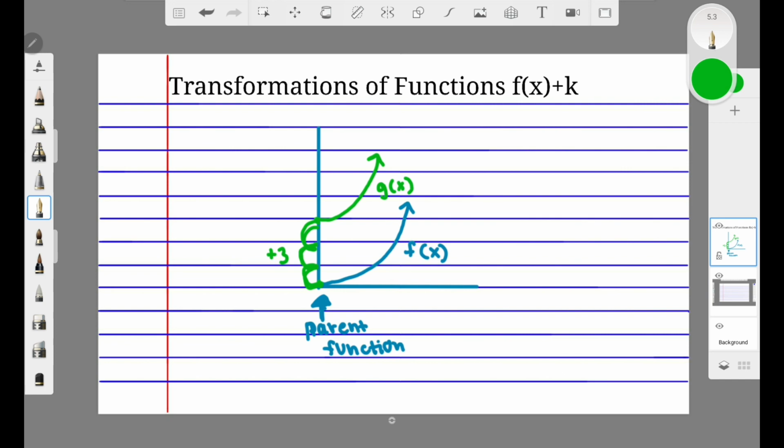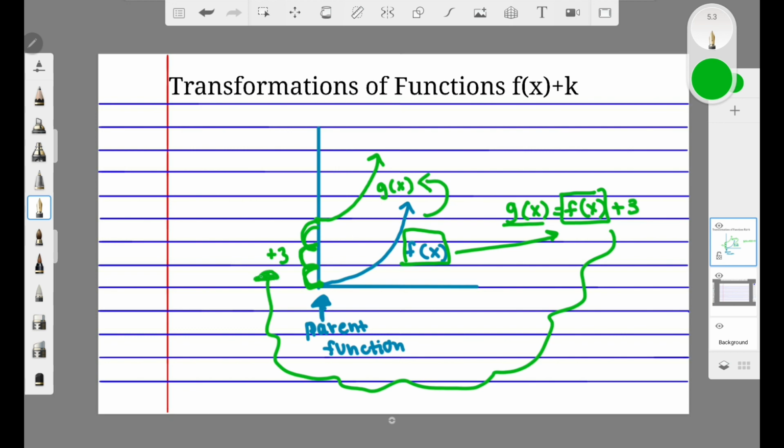So now let's do something to this function so that we can take it to g of x, basically writing the equation of g of x. So g of x, our new function, is just f of x, the original parent function, plus 3. And if you notice here, it's also plus 3 because the function didn't change in any way. It just got moved 3 units up.